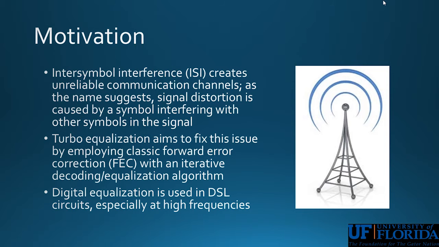The motivation behind this project is intersymbol interference, which creates unreliable communication channels. As the name suggests, signal distortion is caused by a symbol interfering with other symbols in the signal. Turbo equalization aims to fix this issue by employing classic forward error correction with an iterative decoding and equalization algorithm. Digital equalization is used in DSL circuits, especially at high frequencies, in the megahertz range.